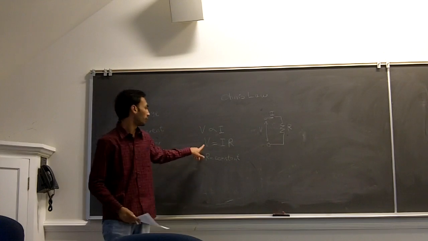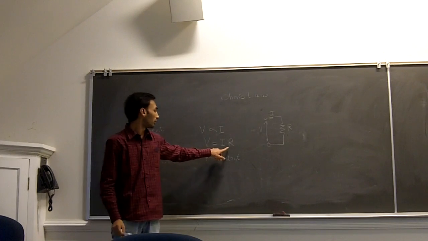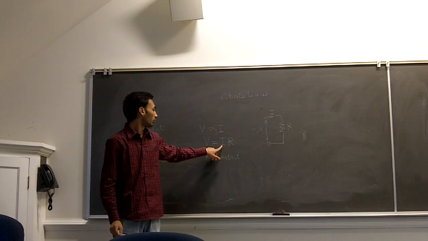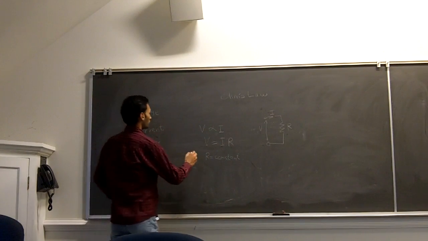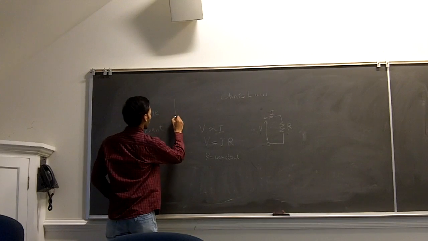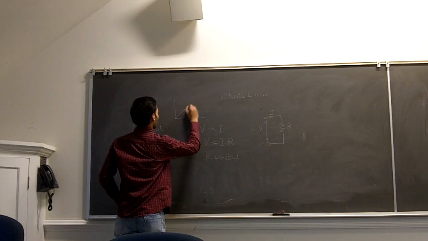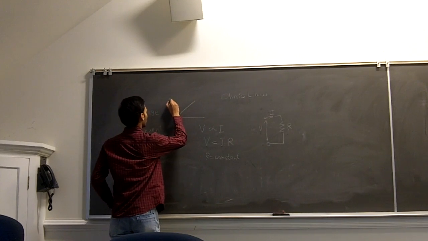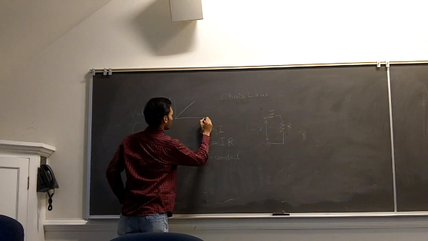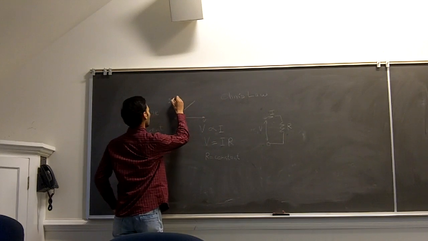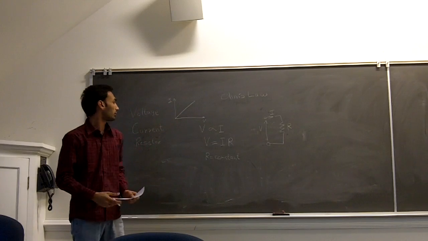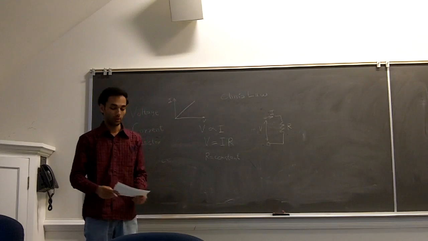As you go on increasing the voltage, resistance is constant, so I also goes on increasing. So the graph for this will be, where the y-axis represents current and the x-axis represents voltage. So this is nothing but Ohm's law.